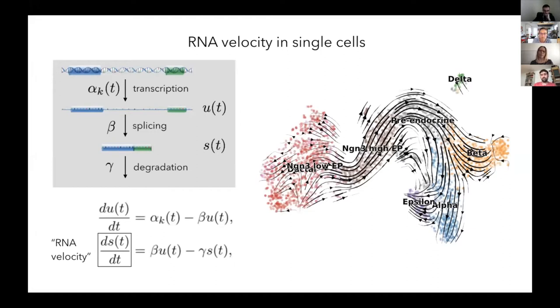And the way that the RNA velocity is typically visualized or interpreted is by projecting it onto a low-dimensional embedding of the cells, like you see here to the right, where the dots are different cells, and these flow lines indicate the velocity flow, the main flow in these datasets.